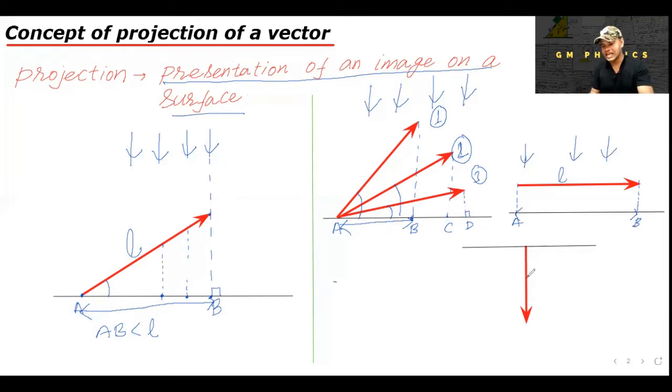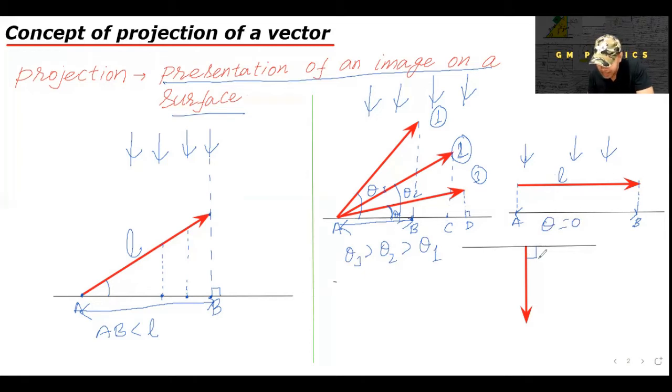Now let's see the last one, when the arrow is perpendicular to the surface. Here, let's call this theta 1. In this case, it is theta 2. In the third case, it is theta 3. You see, theta 3 is greater than theta 2, which is greater than theta 1. So where the angle is maximum, theta 3, the image length is least. And where the angle is least, that is theta equal to 0, the image length is maximum, equal to the length of the arrow.